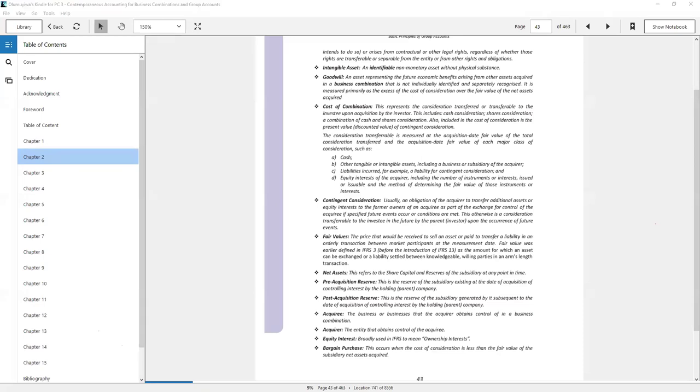It is measured primarily as the excess of the cost of consideration over the fair value of the net asset acquired. Cost of combination. This represents the consideration transferred or transferable to the investee upon the acquisition by the investor. This includes cash consideration, shares consideration, present value or discounted value of contingent consideration. The consideration transferable is measured at the acquisition date.